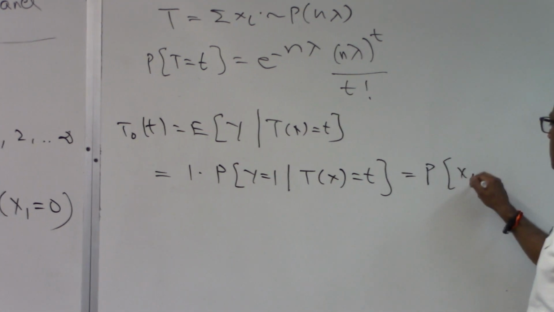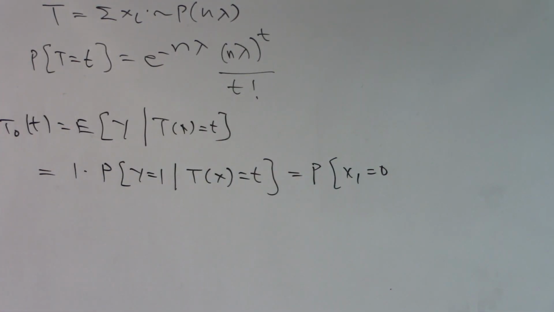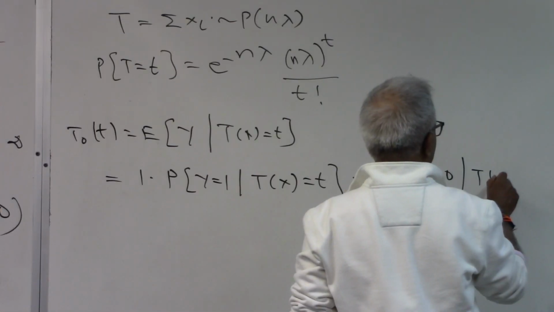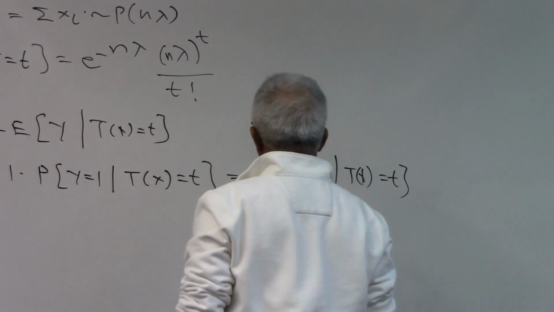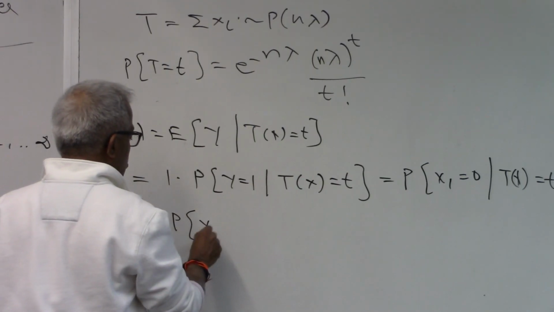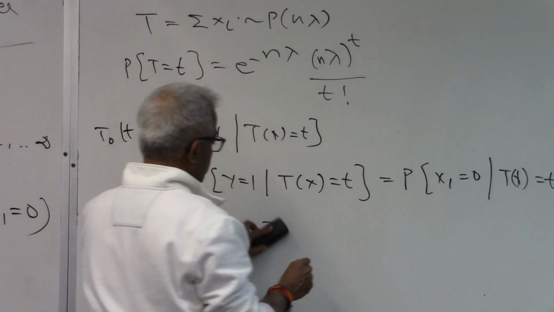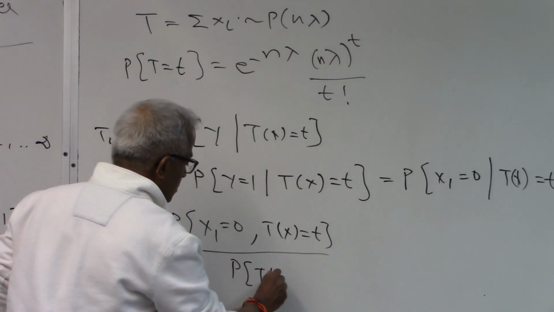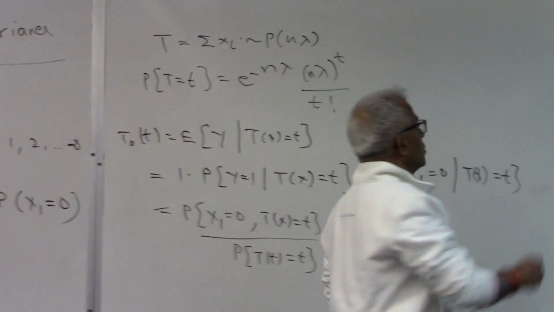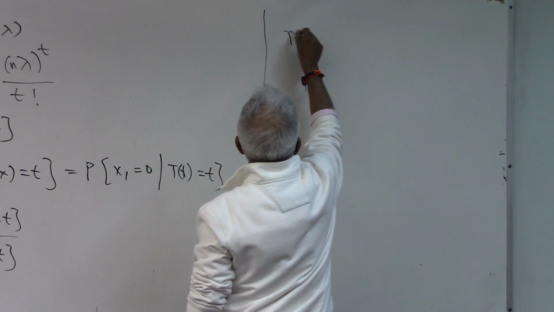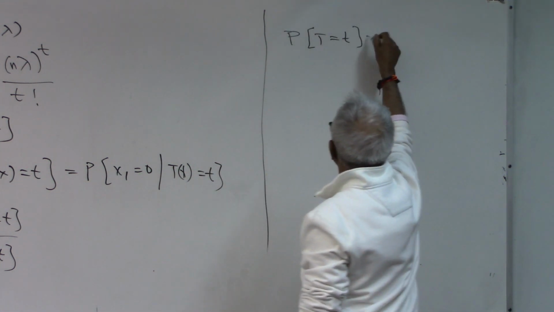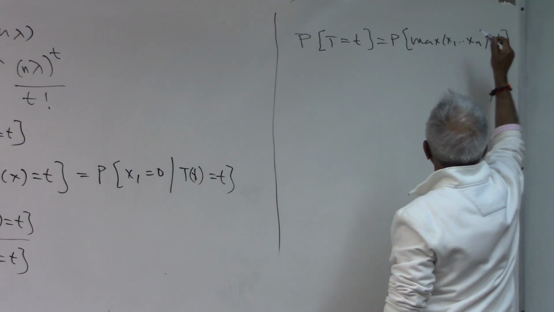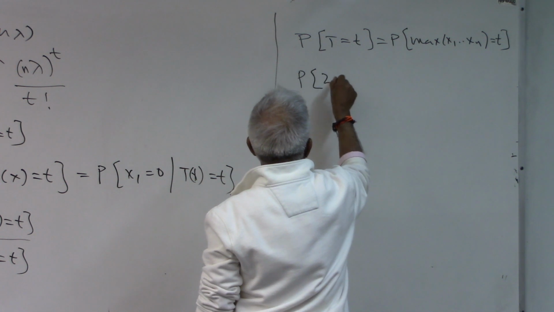So Y equal to 1 is the same as X1 equal to 0, because look here, Y is 1 when X1 is 0, conditioned on T(X) equal to t. So that's the same as the probability of X1 equal to 0 and T(X) equal to t, divided by the probability of T(X) equal to t. Now, how do you find the probability of T equal to t? I think we did this earlier. Remember, T is max of X1, X2, etc., Xn equal to t.